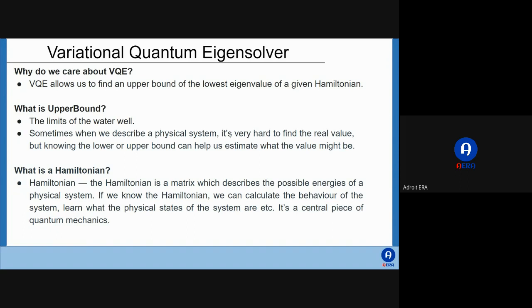Next, let us go to the Hamiltonian. The Hamiltonian is nothing but the matrix that describes the possible energies of a physical system. As I discussed in the previous slides, by the Born-Oppenheimer approximation, we don't need to consider the other two terms, the interaction between electrons and the electrostatic interaction between electrons. So we can cut them off, and we are only left with three terms.